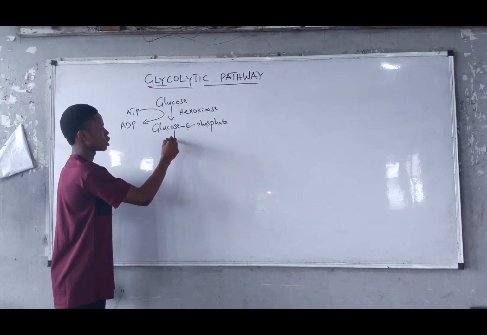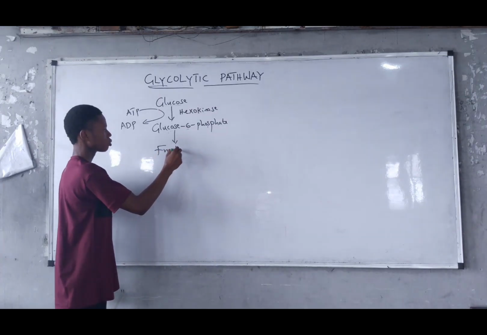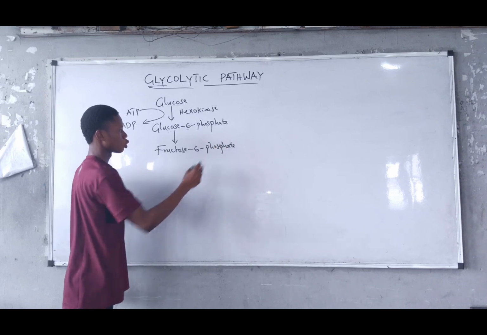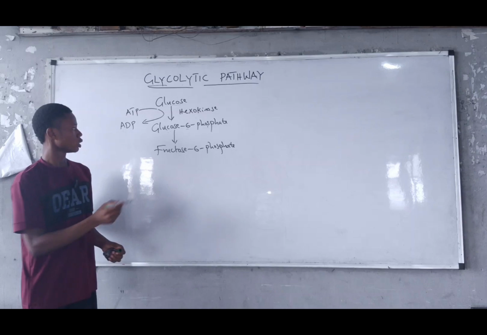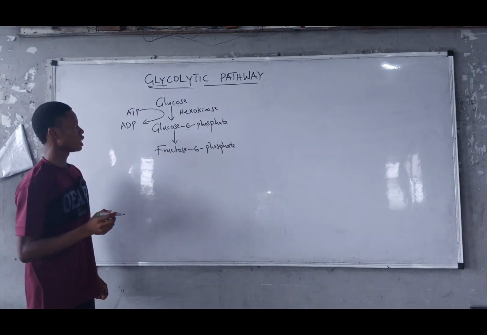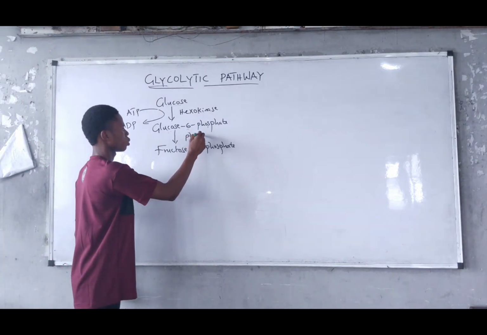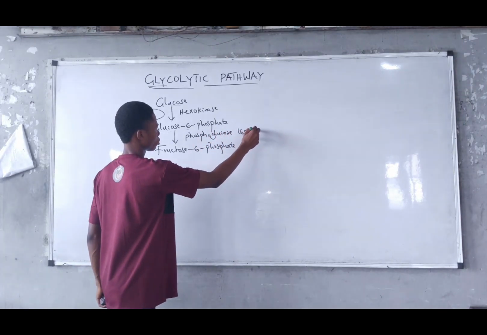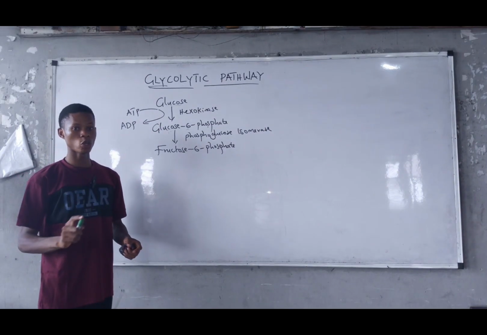Next thing is glucose-6-phosphate to be isomerized to fructose-6-phosphate. So you agree with me that glucose and fructose are isomers, right? Now, glucose-6-phosphate is isomerized to fructose-6-phosphate, and the name of the enzyme catalyzing that reaction is called phosphoglucose isomerase, or you call it glucose-6-phosphate isomerase. Either way, you're correct.